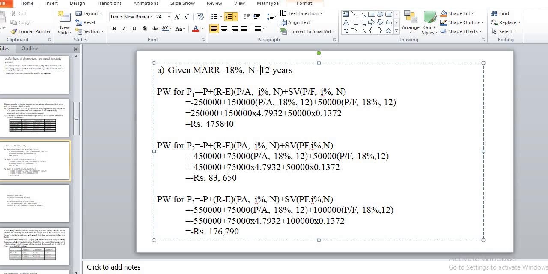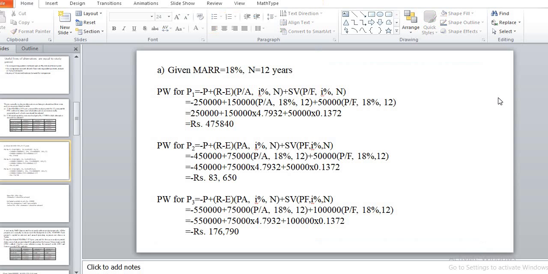P by A is a factor. It is the uniform series present worth factor. This P by F is also a present worth factor. It is the single payment present worth factor.